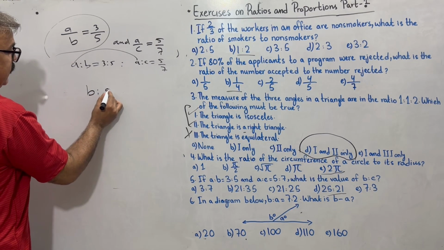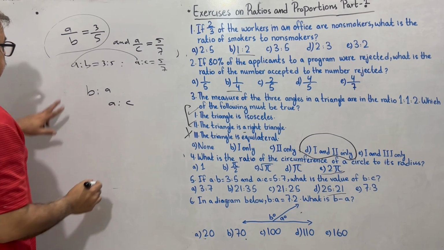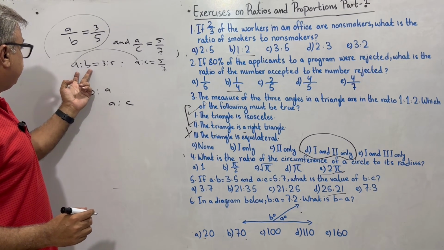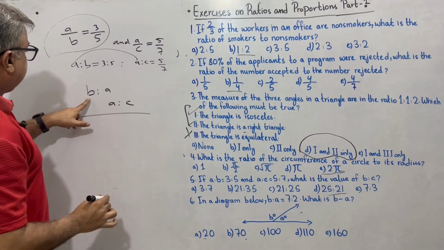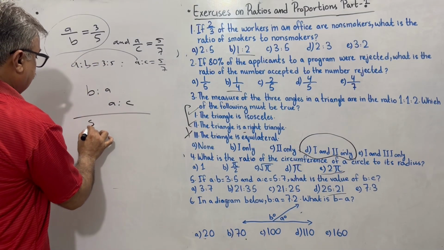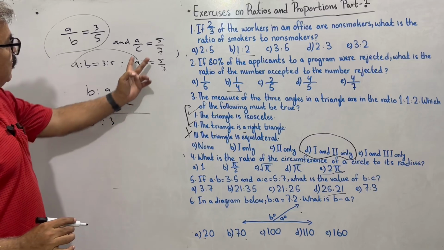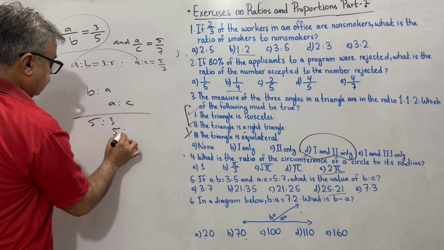I write B ratio A, then A ratio C. It's A ratio B 3:5, and I have to manage B ratio A. B ratio A means 5 ratio 3. What about AC? It is given to me 5 ratio 7.